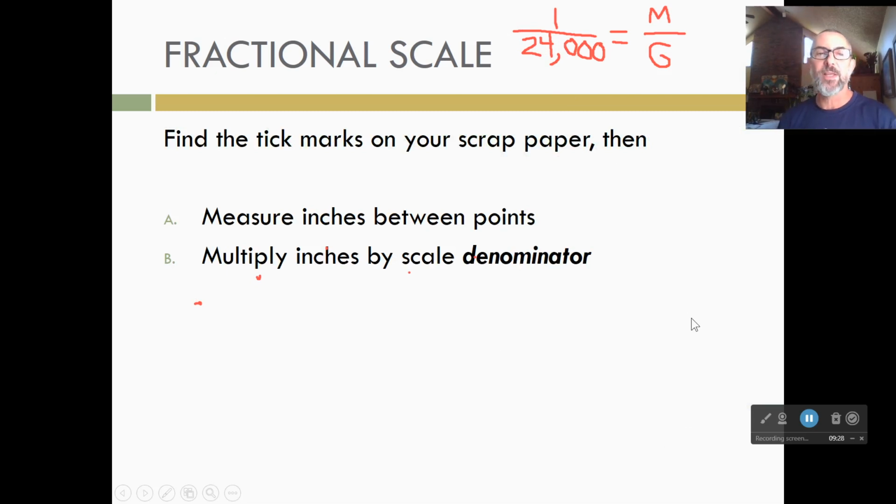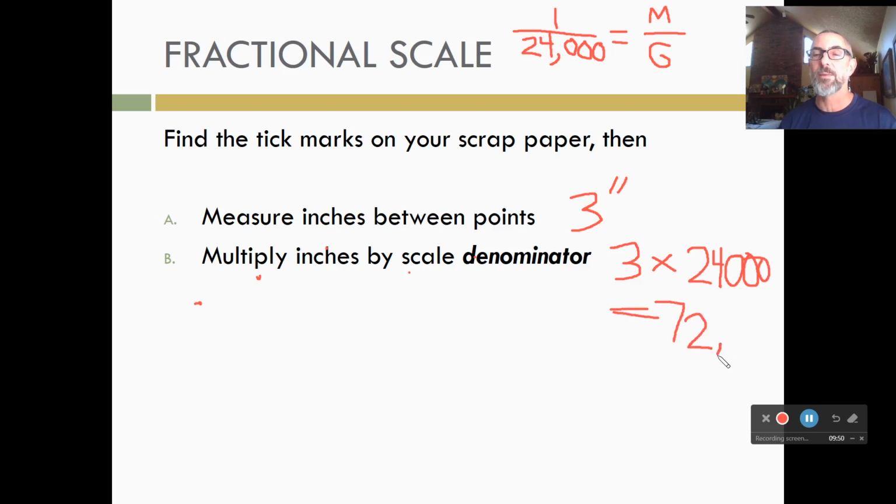So if you measured inches on a map of this scale to be 3 inches, let's say we got 3 inches. Then 3 times 24,000 is 72,000. 72,000 inches from point A to point B, from one tick mark to the next.